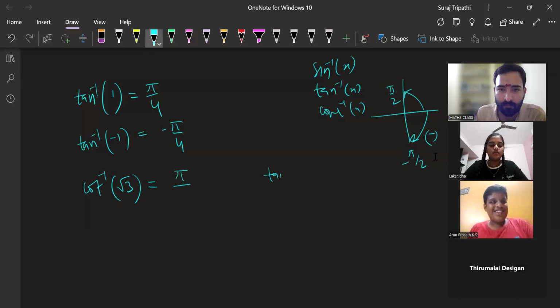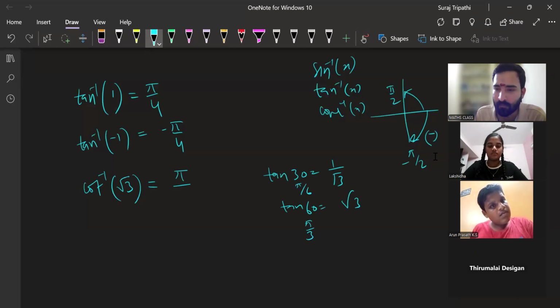See, tan 30 is 1 by root 3, tan 60 is root 3. 60 means pi by 3, 30 means pi by 6, right? So in case of cot, these will be reversed. So here it is written root 3, that means it is pi by 6, right?